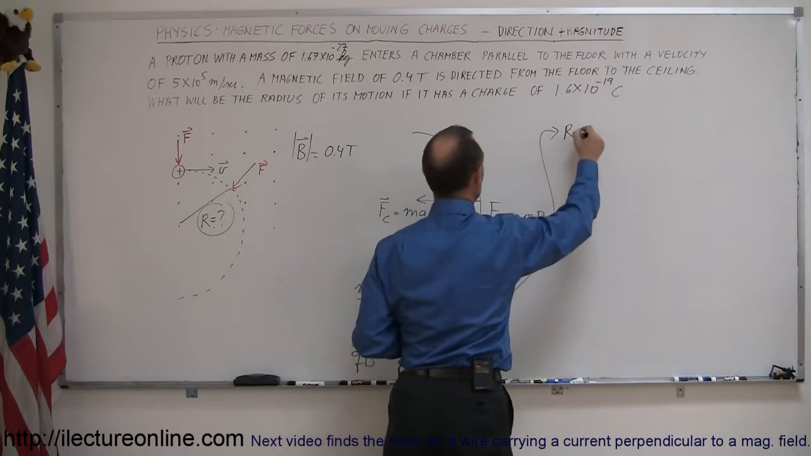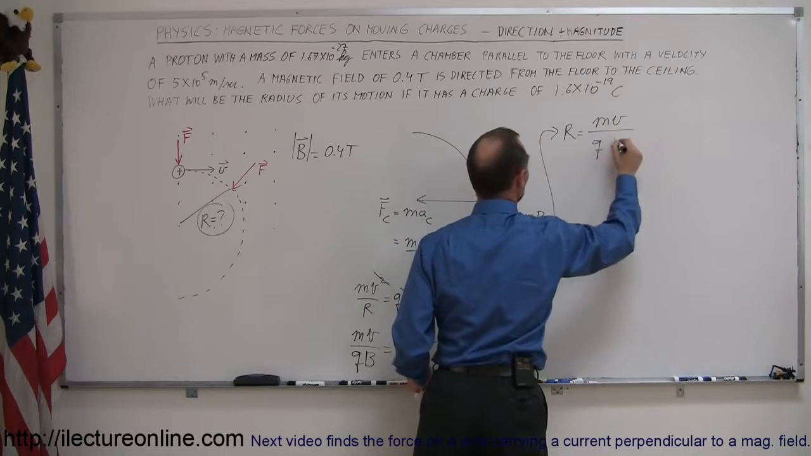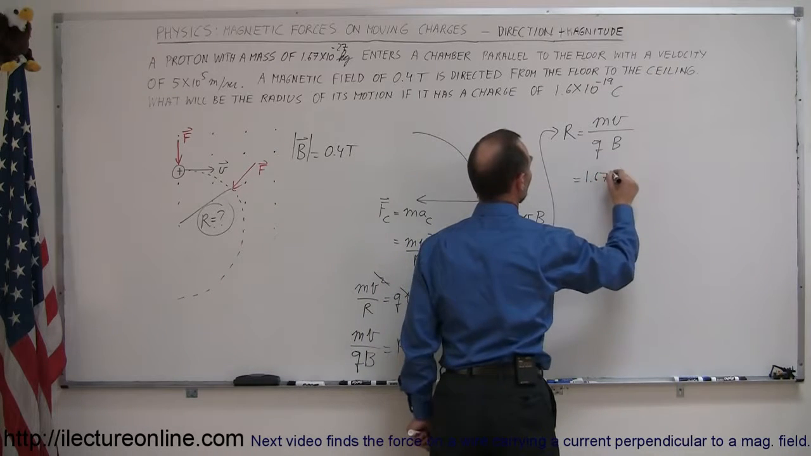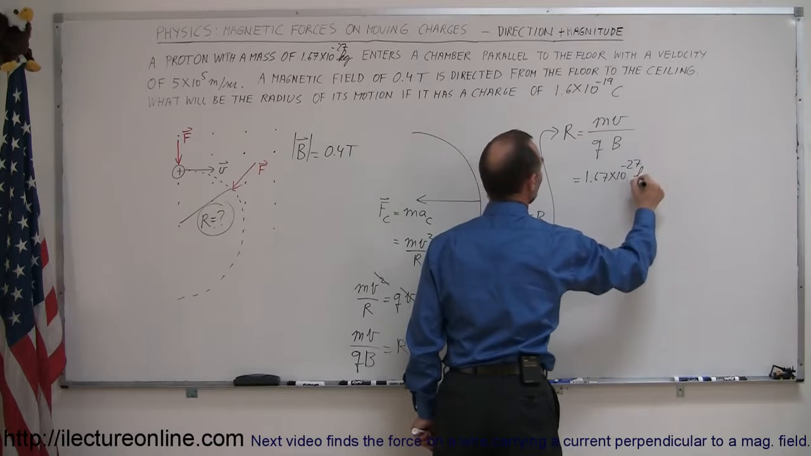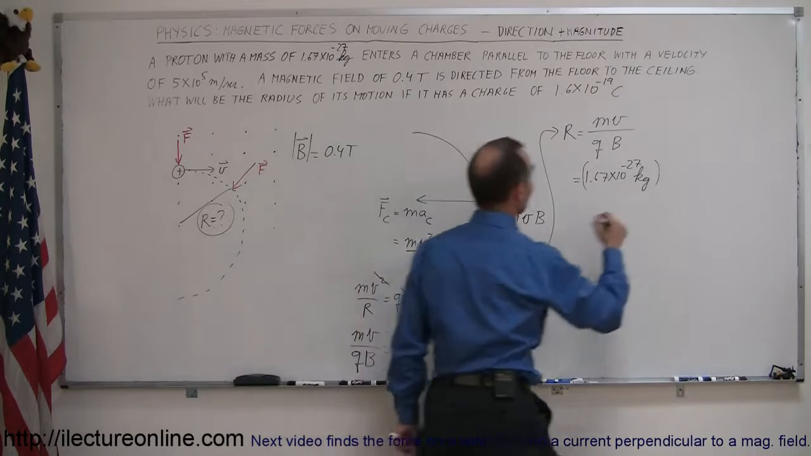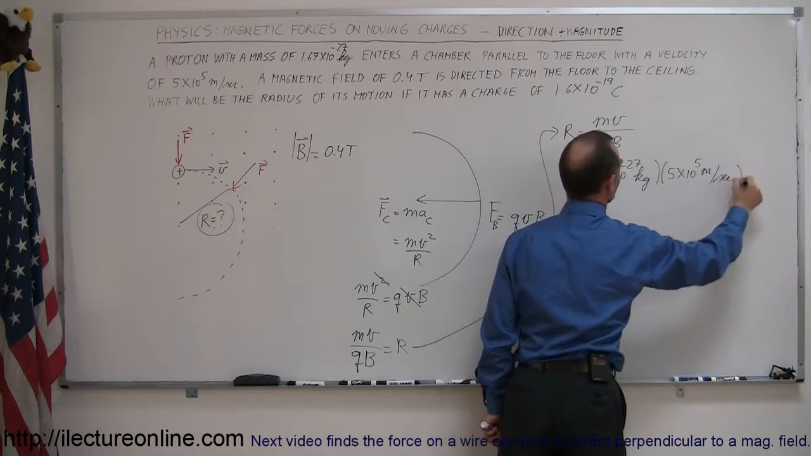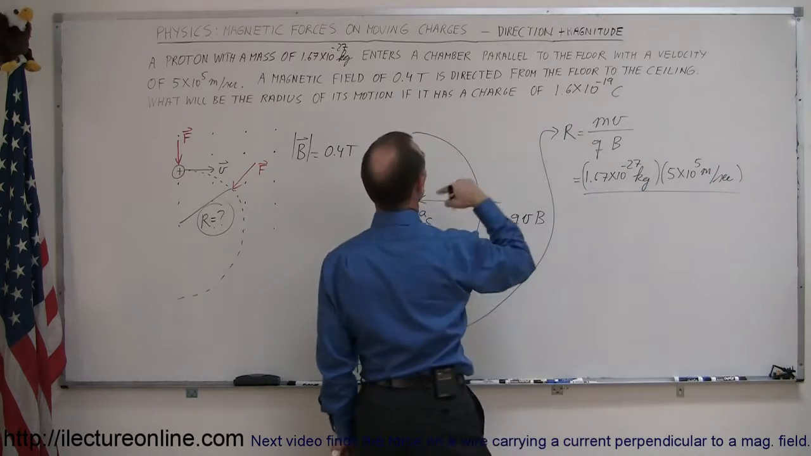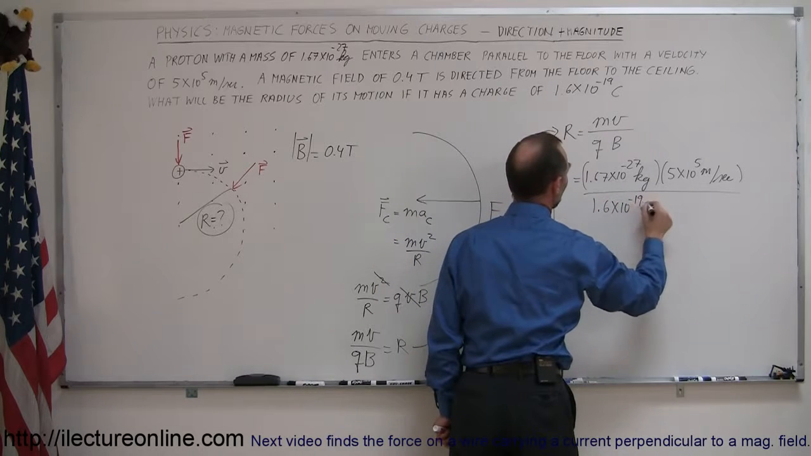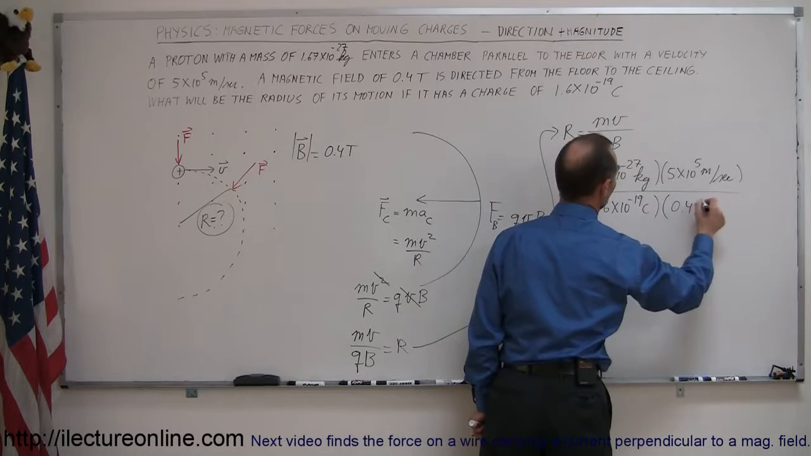So let's try that. So radius is equal to the mass times the velocity over the charge times the strength of the magnetic field. So the mass given to us is 1.67 times 10 to the minus 27 kilograms. The velocity, 5 times 10 to the 5th meters per second, divided by the charge. The charge of a single proton is 1.6 times 10 to the minus 19 coulombs. And then finally, the magnetic field is 0.4 teslas.